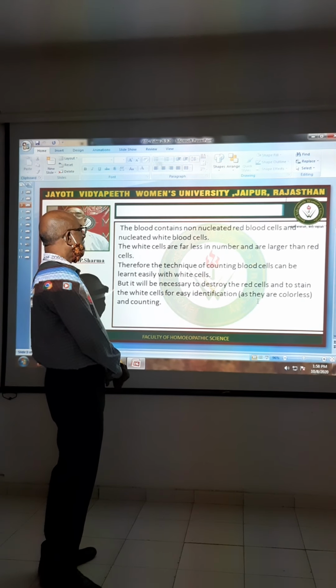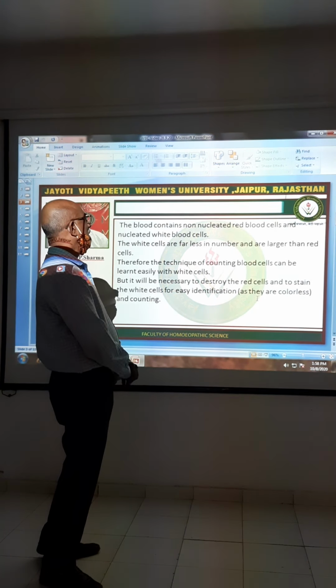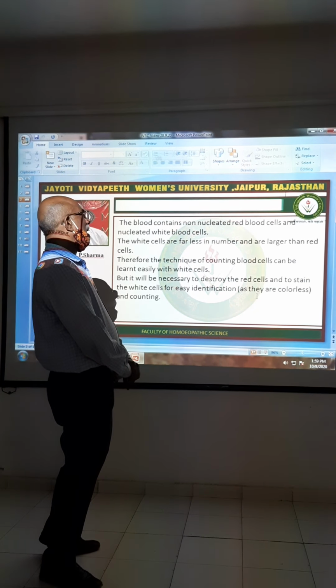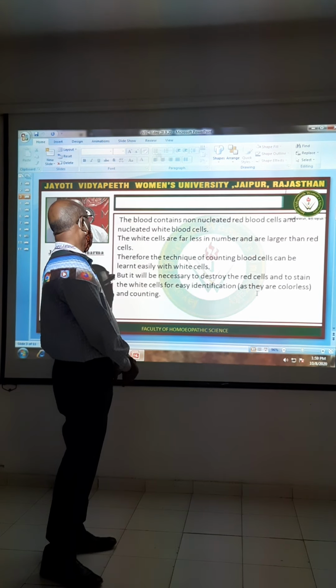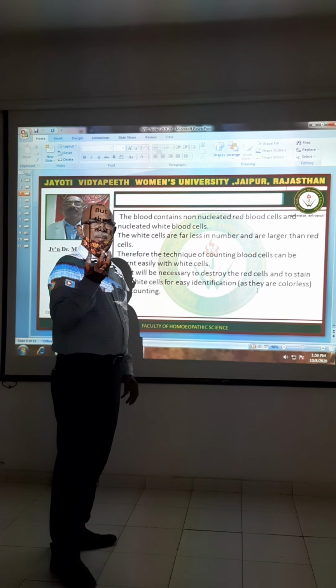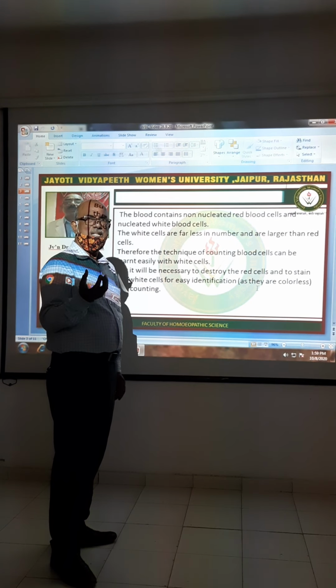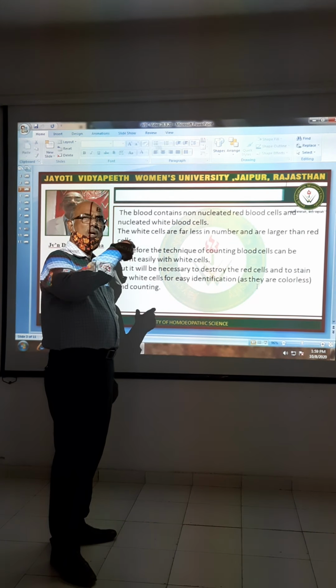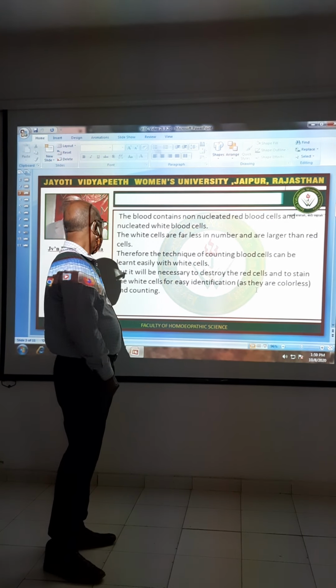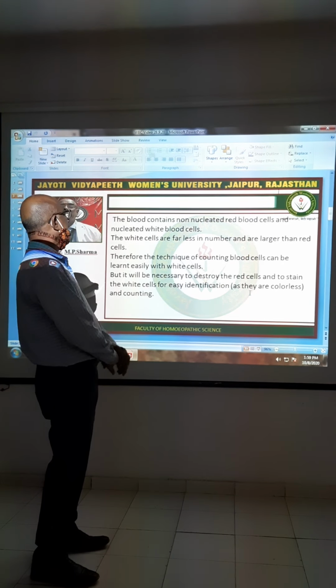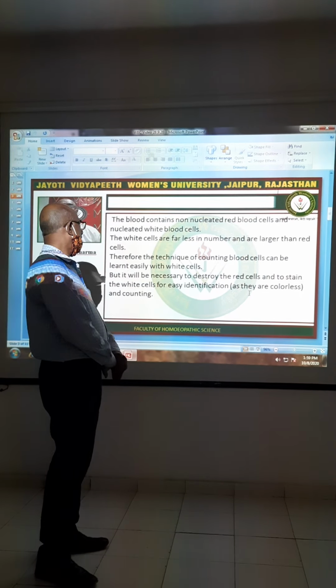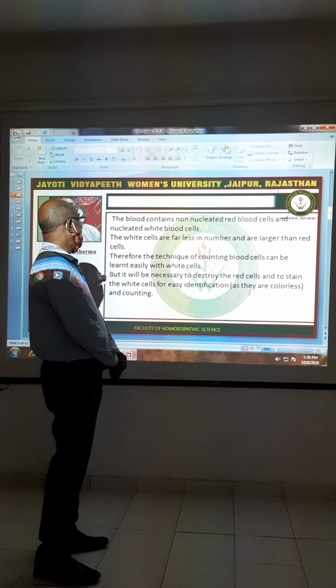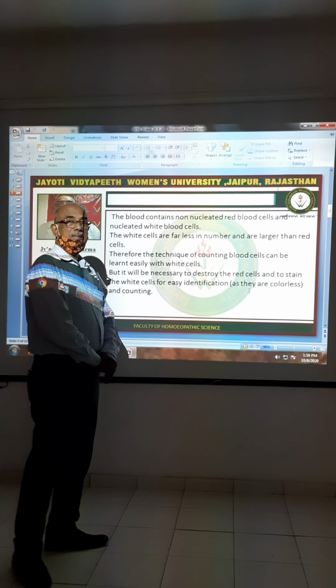White cells are less in number and larger than the red cells. इसके नंबर कम होंगे. It is having less number in place of red cells. Therefore, the technique of counting blood cells can be learned easily with white cells.